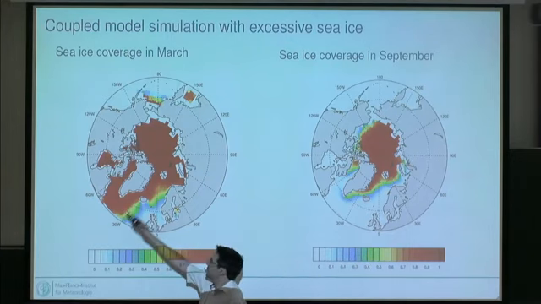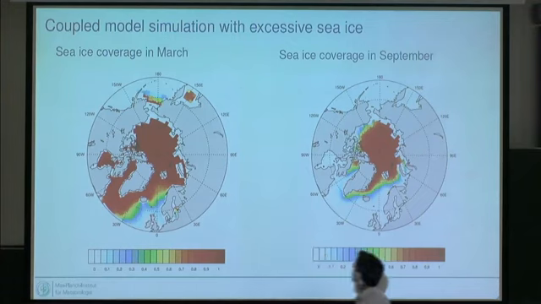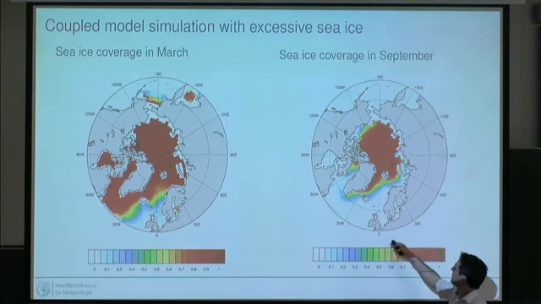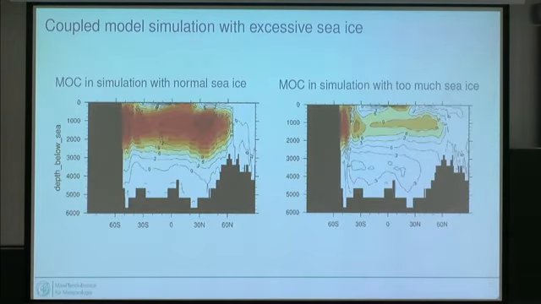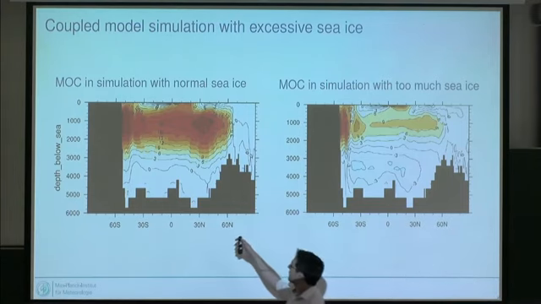So this is our winter sea ice cover in this particular representation. And this is our summer sea ice cover, so we have way too much sea ice in this simulation. And what happens then if we have too much sea ice, the Atlantic meridional overturning circulation shuts down almost completely. So this is what I've shown before.